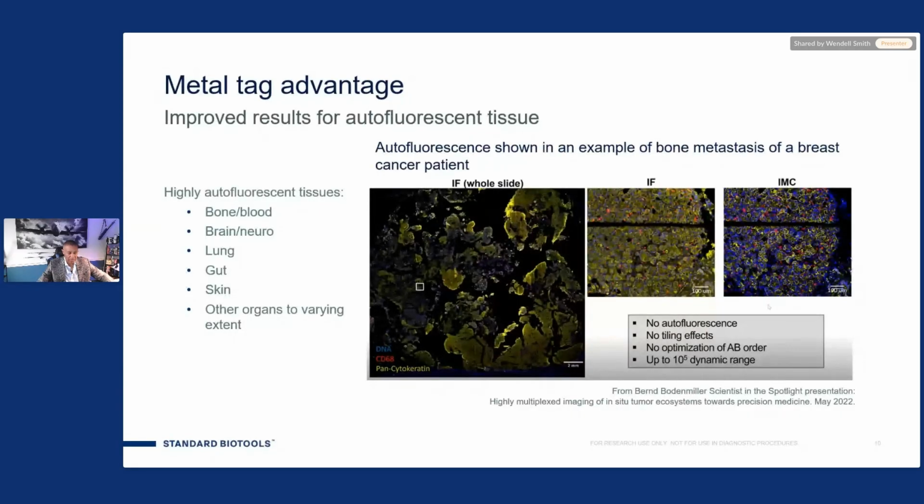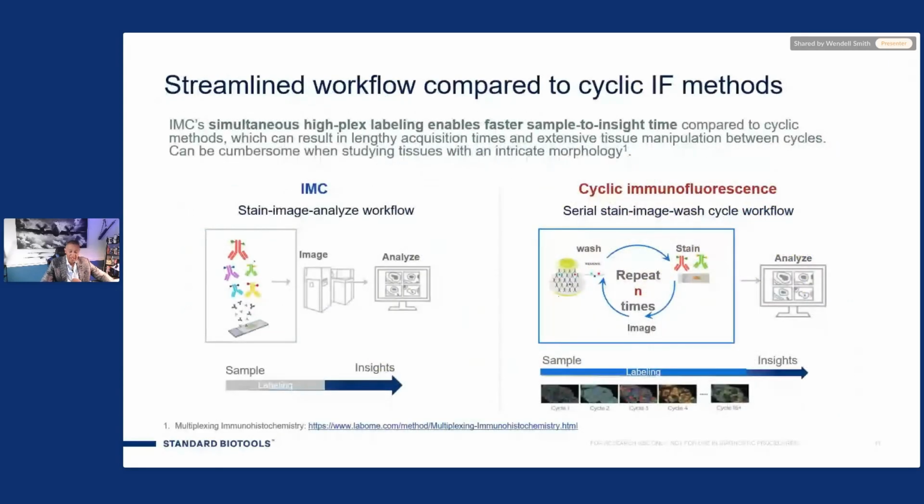Our dynamic range can approach 1 × 10⁵, where fluorophores are usually somewhere in 1 times 10 to the 2 or 1 times 10 to the 3 at best. In addition to that, we are non-cyclic technology. We can stain all of our antibodies at one time, and then we can get that information.